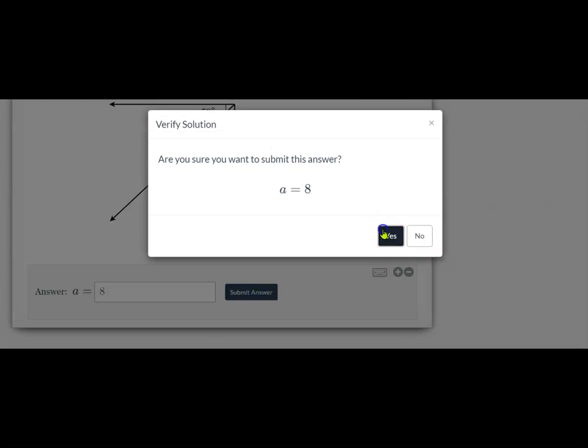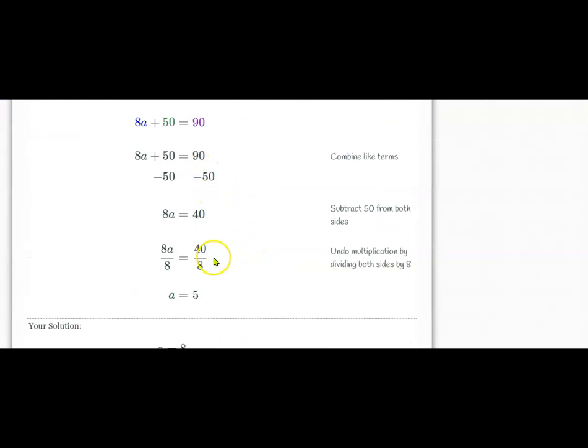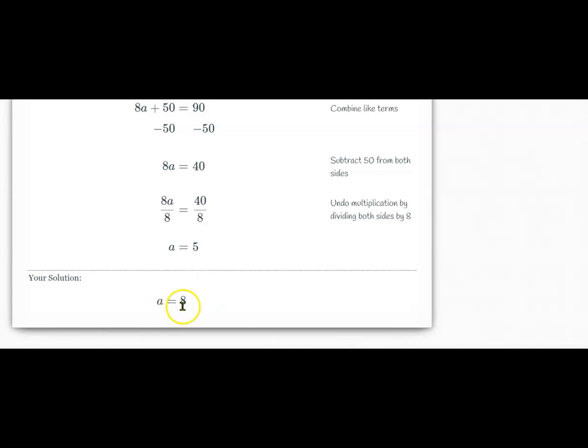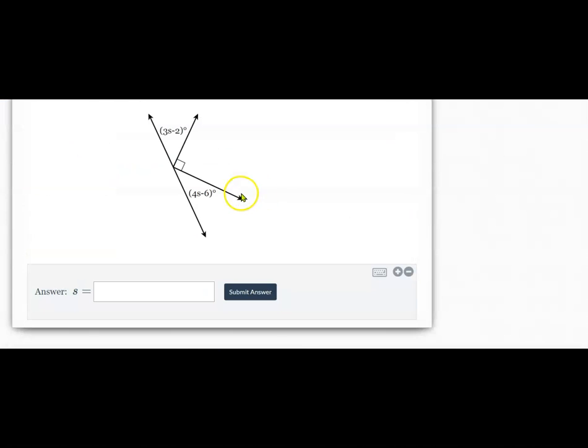Using your two-step inverse operations, whoops, what happened? I typed the wrong number by accident. I said a is equal to 5. You know what I'm doing. All right, one more time.